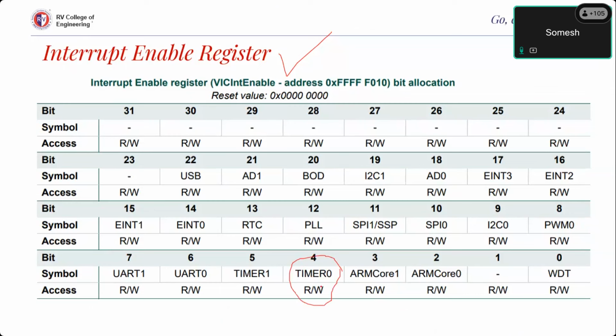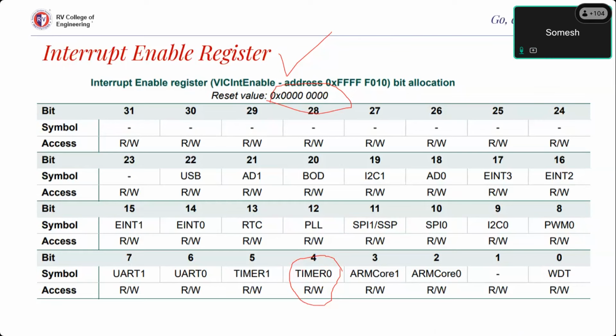This is very important when you develop a program. Interrupts will not be generated automatically to the VIC, and the VIC will not recognize them, because the reset value is always 0. So for whichever peripheral you want the interrupt to be generated and the ISR to be called, the bit corresponding to that peripheral must be made 1. To recognize the timer 0 interrupt, I have to make this bit equal to 1. Like that, for every device, 1 bit is associated here. Now we have understood the interrupt enable register.